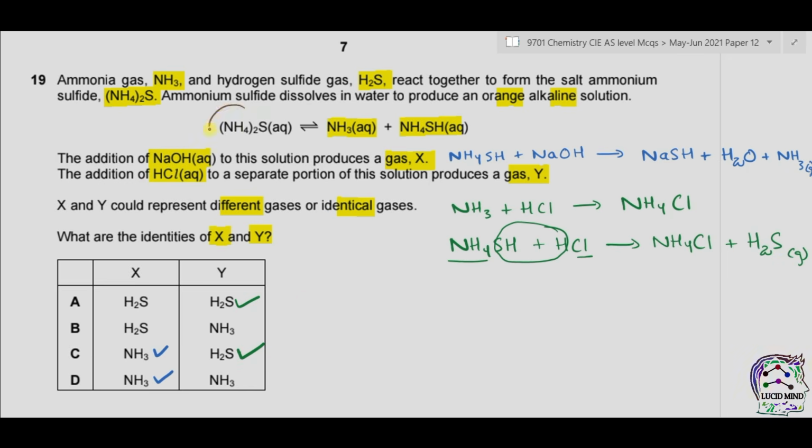Another reaction can also be written for this. We have ammonium sulfide (NH4)2S. This can react with HCl to form ammonium chloride, and again H2S gas is produced. Correct option is therefore C.